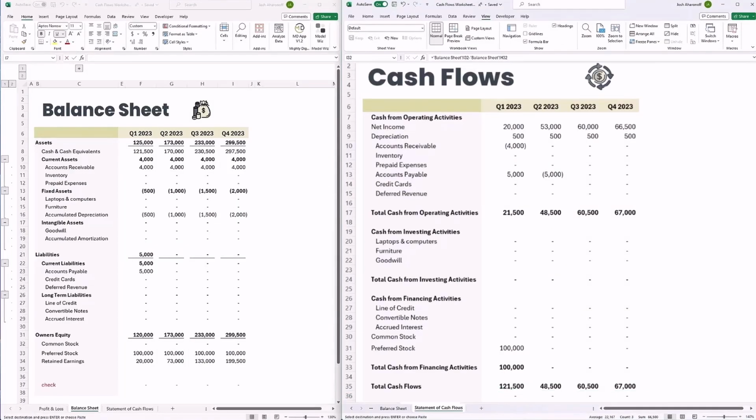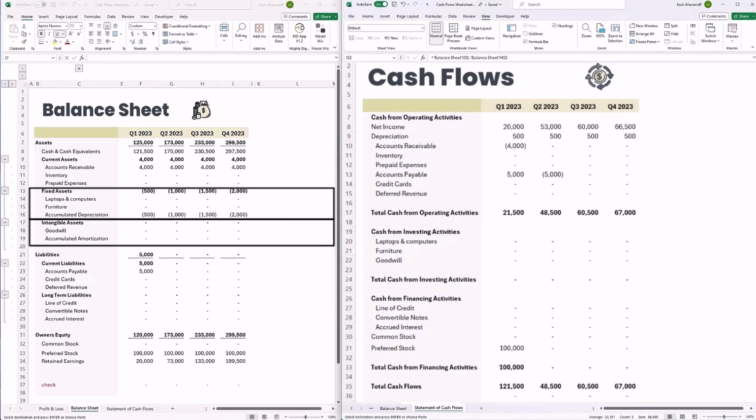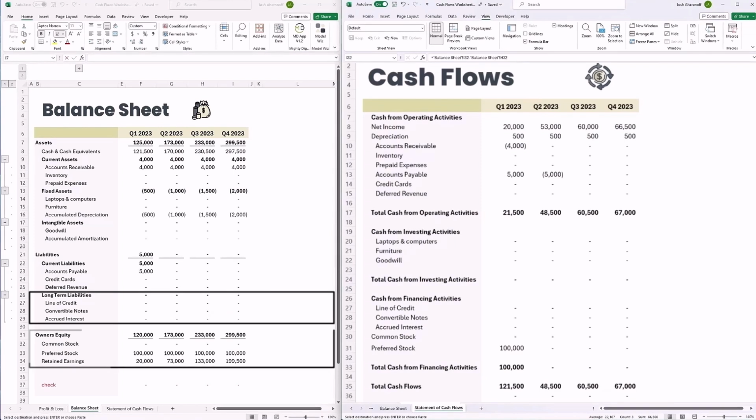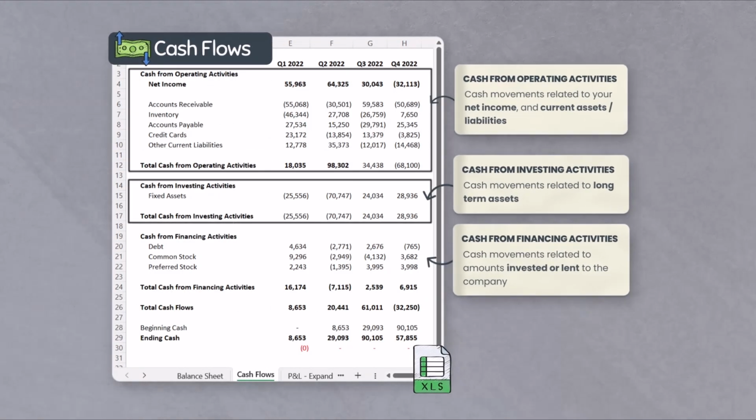To get your cash from investing activities, take the difference in your fixed and long-term assets by pulling last period's value minus this period's value. To get your cash from financing activities, take the net change in all of your long-term liabilities and owner's equity balances, except for net income or retained earnings, by taking this period's balance minus last period's balance. Sum them all up, and you have your statement of cash flows.